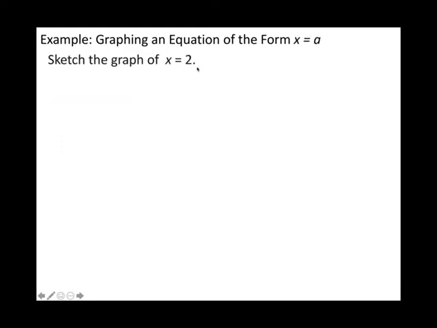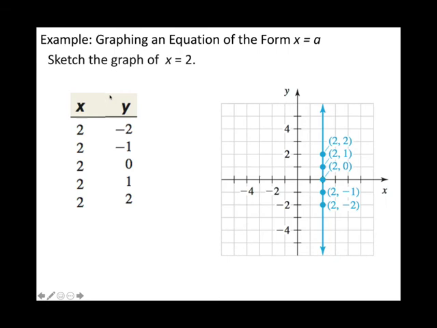Okay, next one. Sketch the graph of x equal to 2. Again, x equal to 2, there's no variable y here. It means no matter what you put for the y here, x is still equal to 2. So that's why we have a vertical line here passing through the 2.